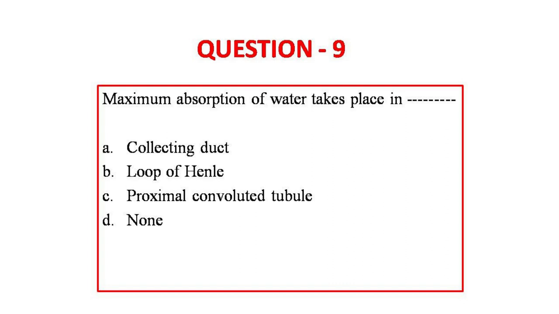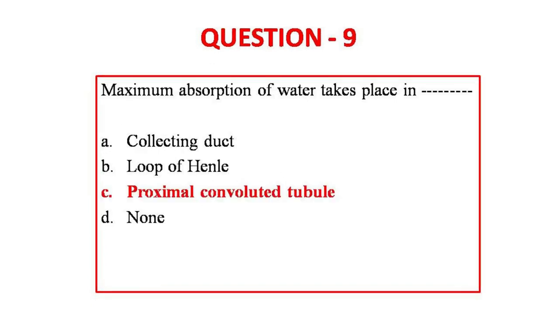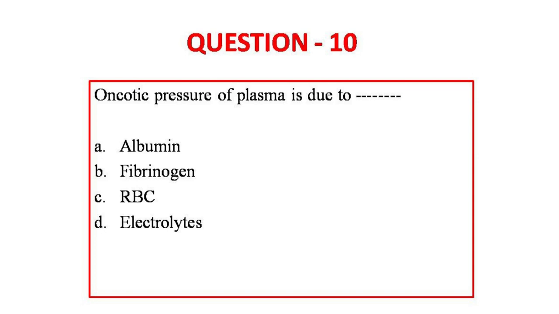So moving on to question number 9. The maximum absorption of water takes place in collecting duct, loop of Henle, proximal convoluted tubule, or none? So the answer for this question is proximal convoluted tubule. See, the body of the nephron, as we all know, possesses this proximal convoluted tubule, which is lined by cuboidal epithelium with brush borders. Because of this brush border, there is increased surface area for absorption of water. That's the main reason why there is around 90% of water absorption by the proximal convoluted tubule.